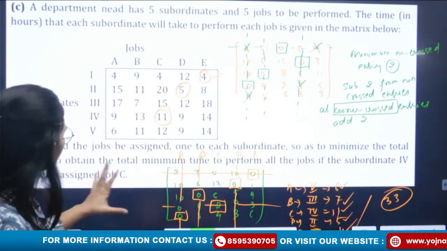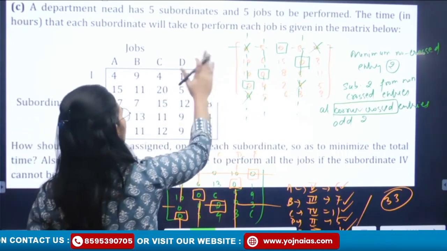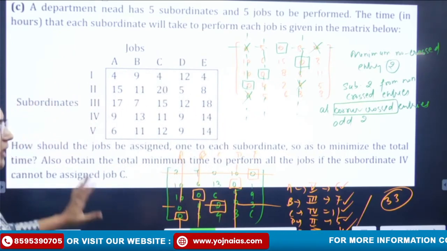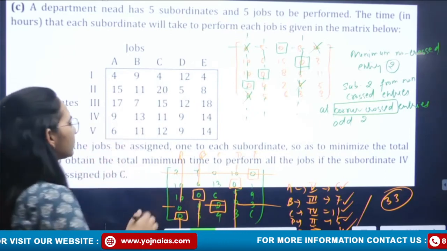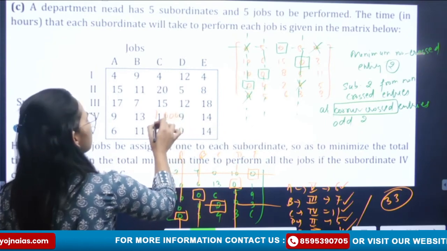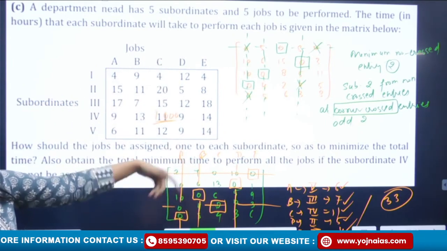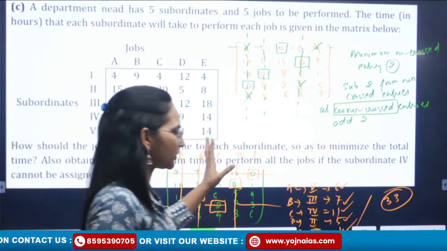Then they are also asking to obtain the total minimum time to perform all the jobs if subordinate 4 cannot be assigned job C. They are saying to do something such that subordinate 4 cannot be assigned the job C. So what will we do? We will give this a very large number, say 1000. Replace 11 by 1000 and then perform the same procedure. And after that, find out the allocation. What are the allocations?